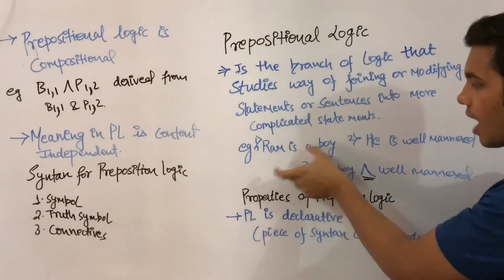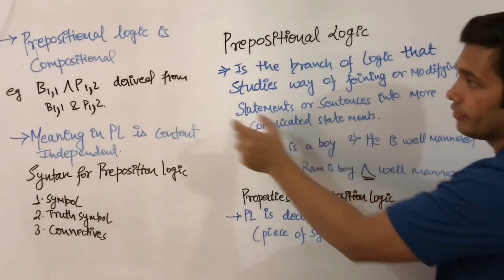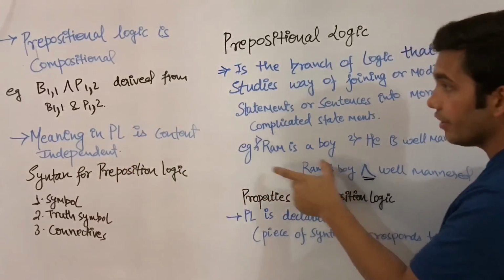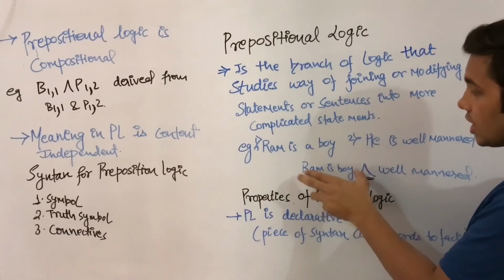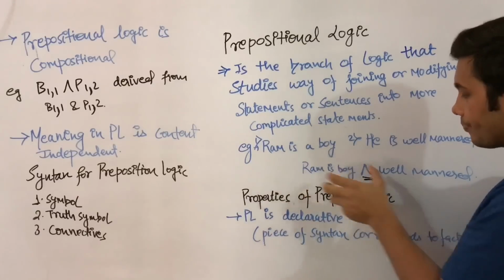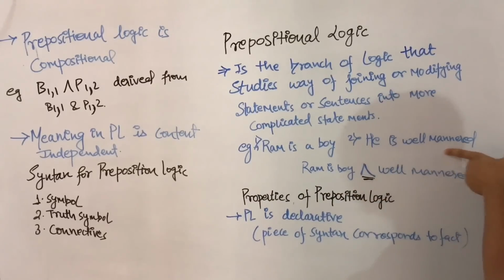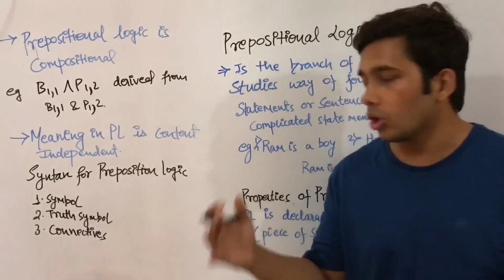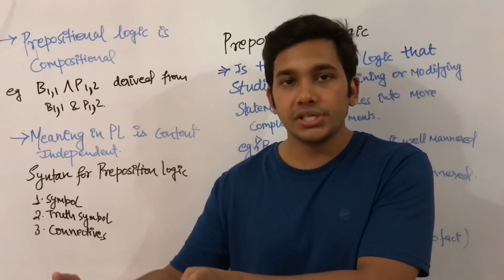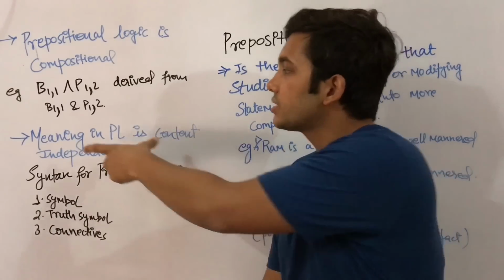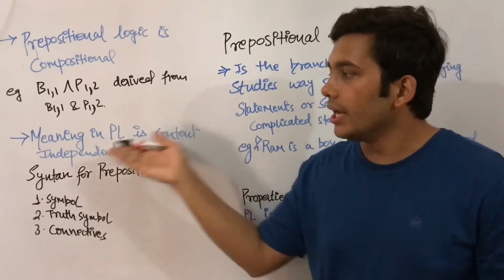Just like in this example, Ram is a boy was the first statement, and he is well mannered was the second statement. So if we see this as Ram is a boy and well mannered, we can derive the meaning of this from this. We are deriving well mannered from the statement that he is well mannered. So propositional logic is compositional, meaning it can be combined from two or more propositions and formed into a single proposition. Meaning in propositional logic is content independent.